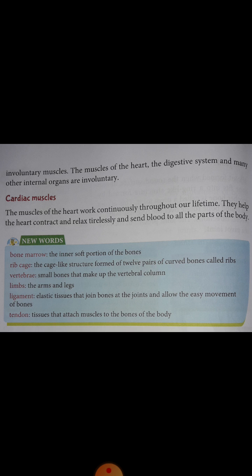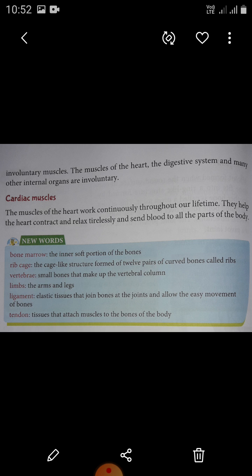Third one is cardiac muscles. The muscles of the heart work continuously throughout our lifetime. They help the heart contract and relax tirelessly and send blood to all the parts of the body.